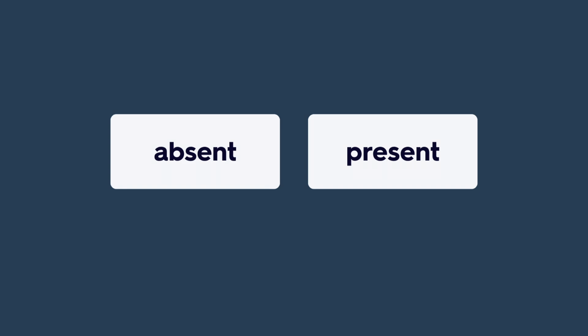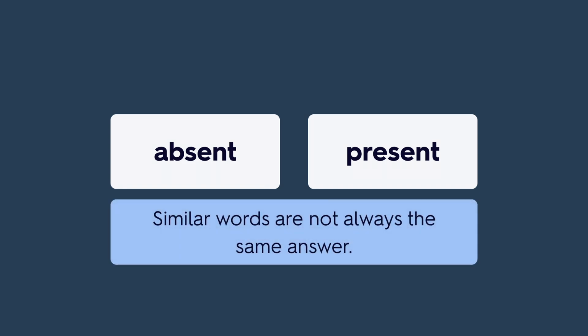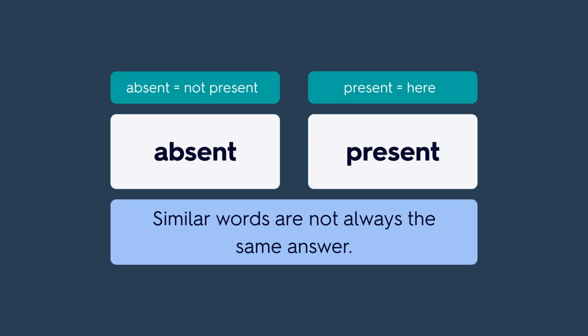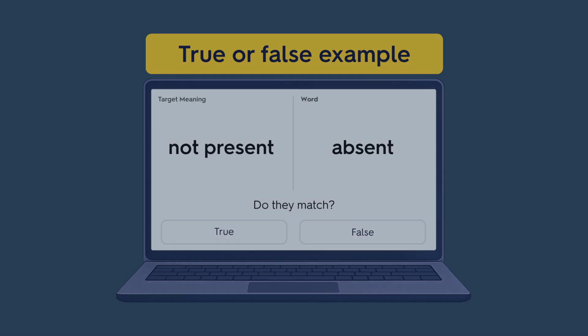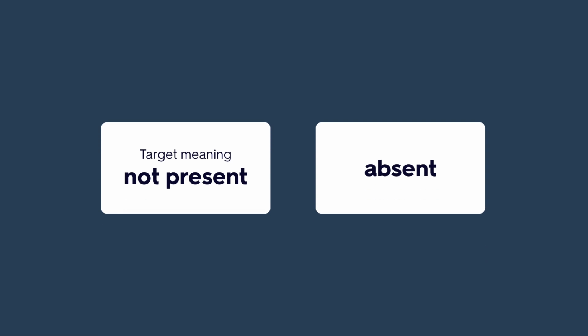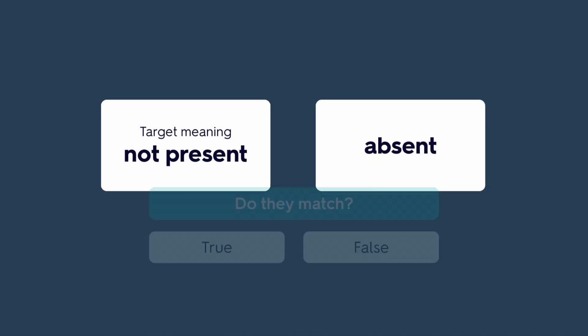Some review words are related, but they do not mean the same thing. Before you choose true or false, check the exact word and the exact meaning. Now use the same careful reading strategy for true or false questions. Ask one main question. Does the word match the meaning Quizlet gives you? To answer that question, first, read the target meaning. Next, read the word. Finally, compare them.